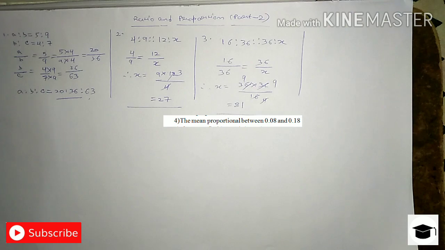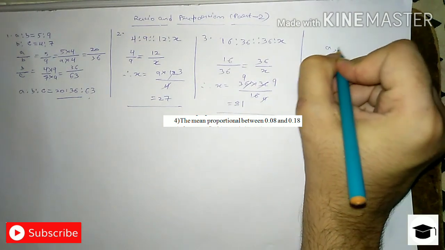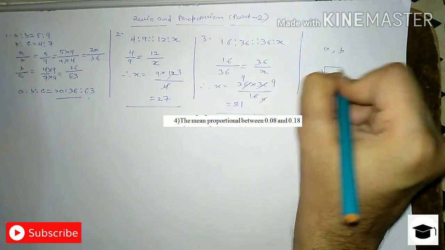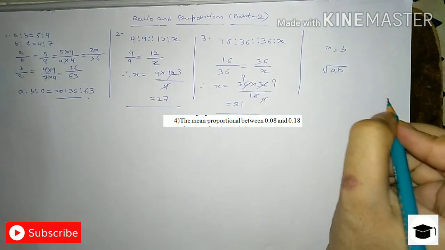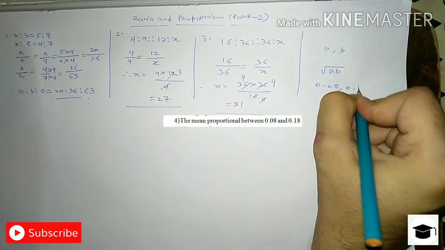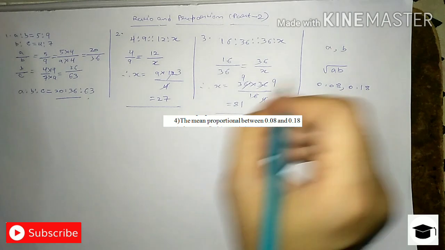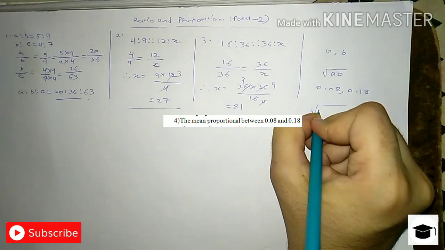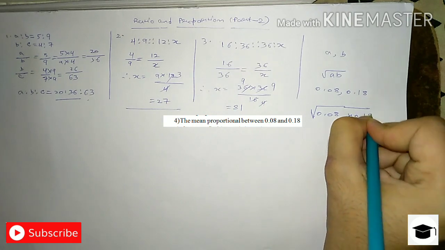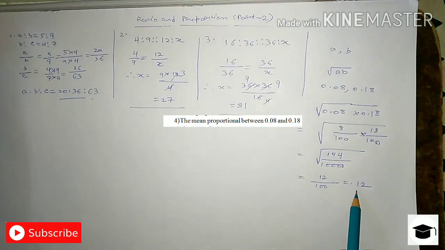Mean proportion between 0.08 and 0.18. We know that if A and B are two numbers, then the mean proportion between A and B equal to root over of AB. So if the two numbers are 0.08 and 0.18, then the mean proportion between these two numbers is root over of 0.08 into 0.18 equal to 0.12.